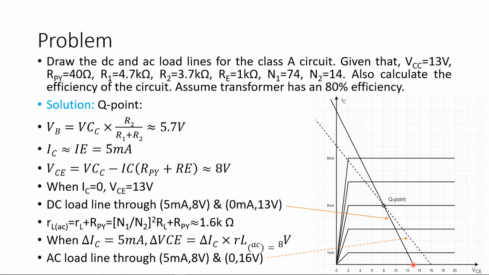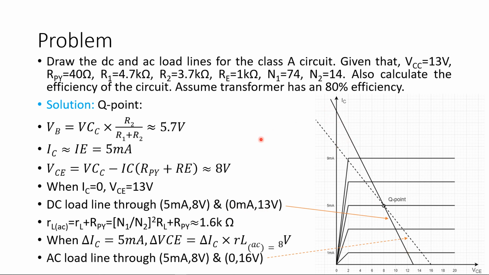Now you have 2 points basically. One is the Q point, another one is this point, in between 12 and 14 volt, that is the 13 volt point. This is a red marker. Now just draw a line using these 2 points and extrapolate. So you get this solid line, which is the DC load line. I have marked here, this is the DC load line. So you draw the line using the 5 milliampere 8 volt and 0 milliampere 13 volt points. You get the DC load line, this solid line.